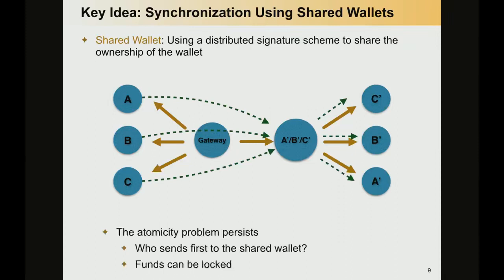But as some of you might have thought already, this actually doesn't solve the atomicity problem yet. The easiest way to see an attack here would be that A first pays to the shared wallet, and then B and C just disconnect from the protocol. That means that A will have paid, but the credit is actually locked in the shared wallet, and A doesn't have a way to get it back.